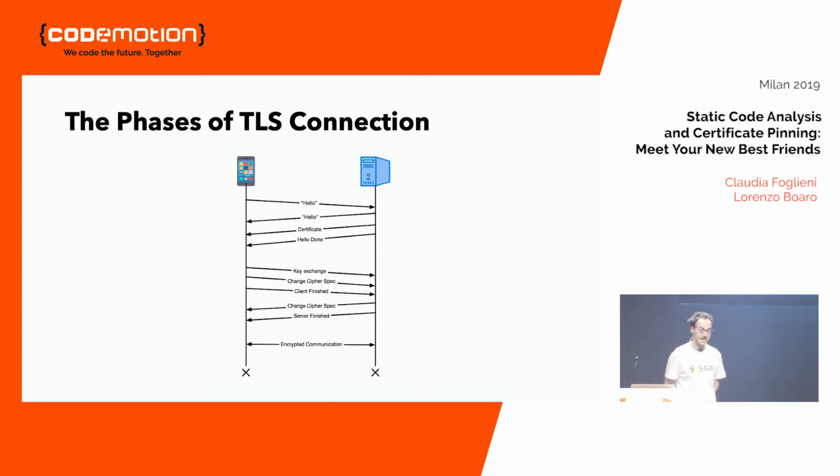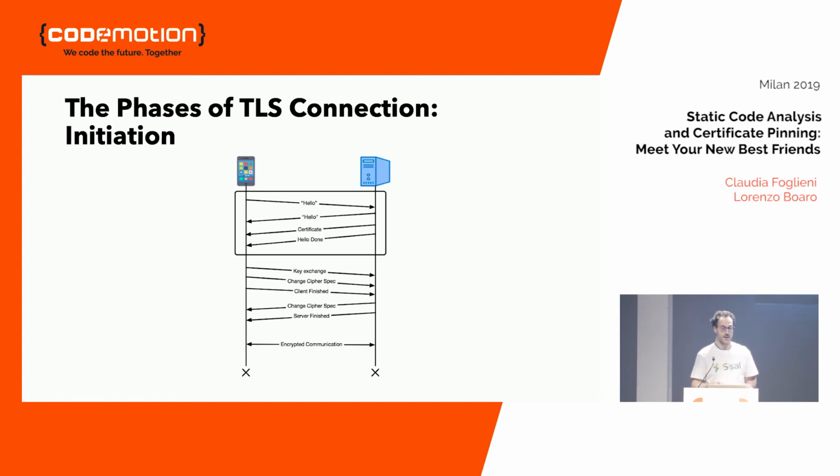So TLS, Transport Layer Security, is a protocol. The main goal of this protocol is to provide a secure network connection between two entities. The first one can be a client, a mobile application in this case, and the other a server. TLS allows you to transmit data over a network without exposing the data to untrusted third parties. The connection is composed of three main parts. We have initiation, verification, and exchange.